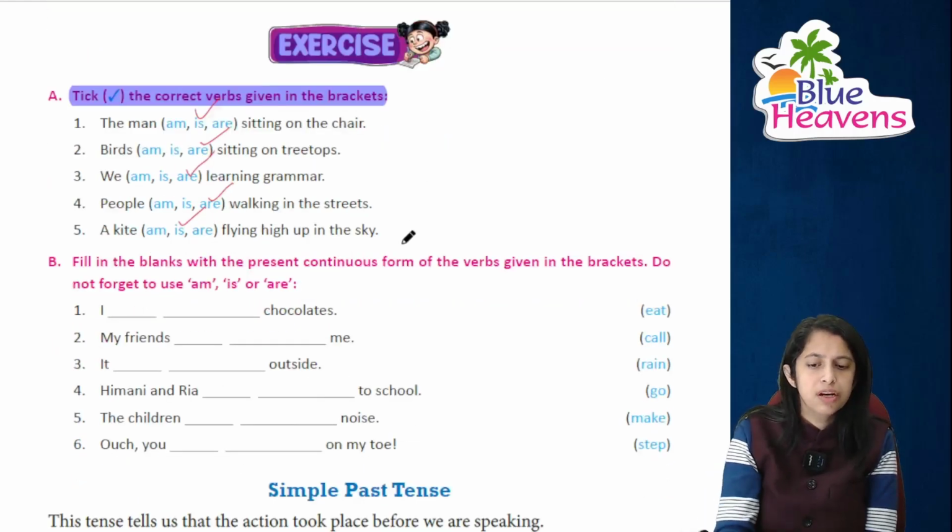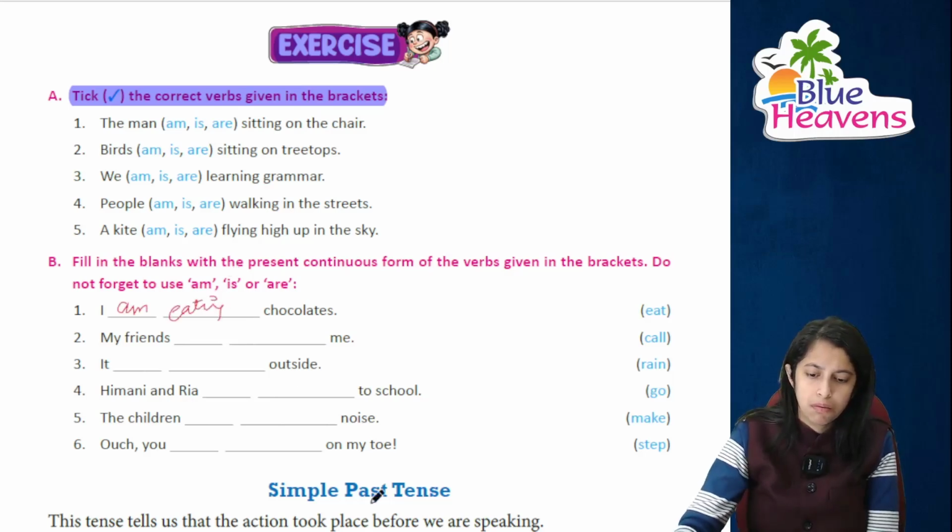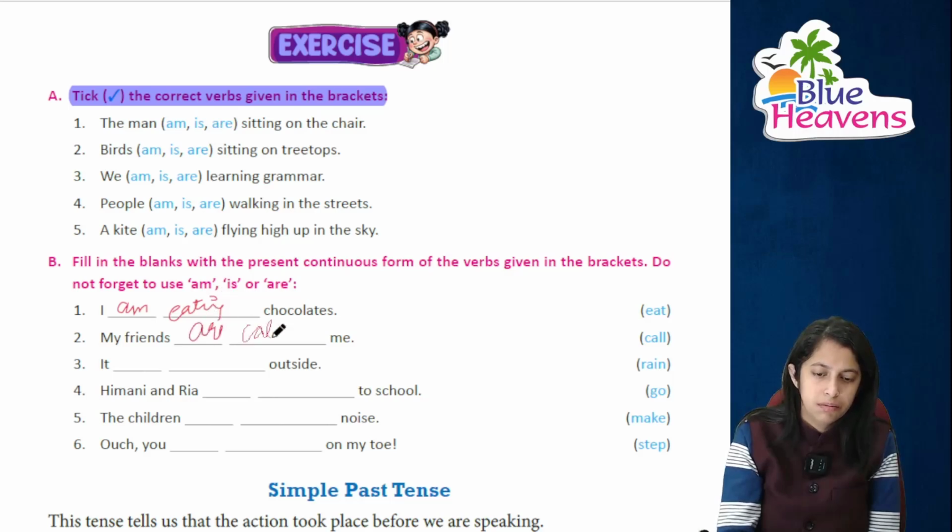You have to fill in the blanks with a present continuous form of verb and do not forget to use this. जैसे कि again I'll be writing this that I am eating, right? My friends are calling me, right? And it is raining outside.